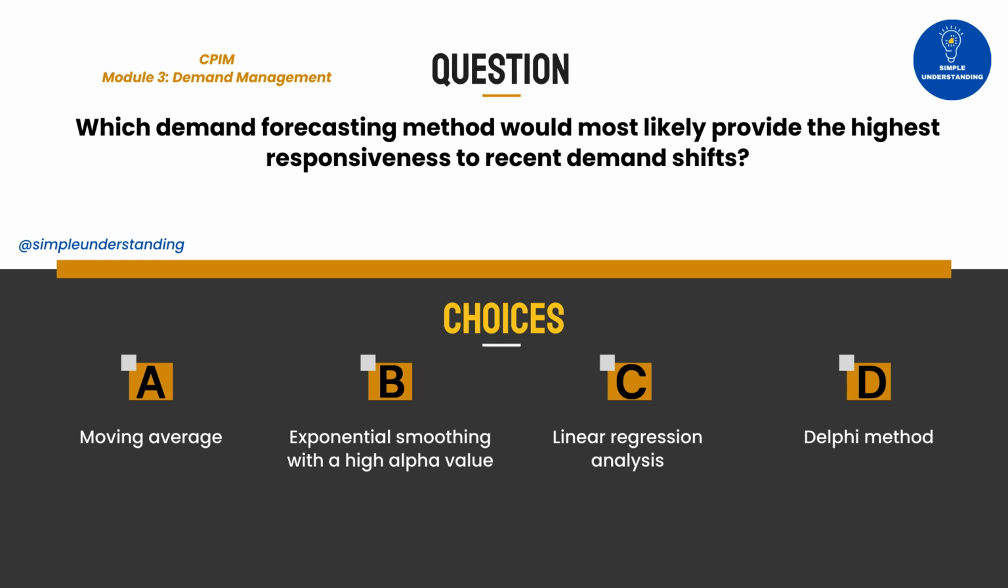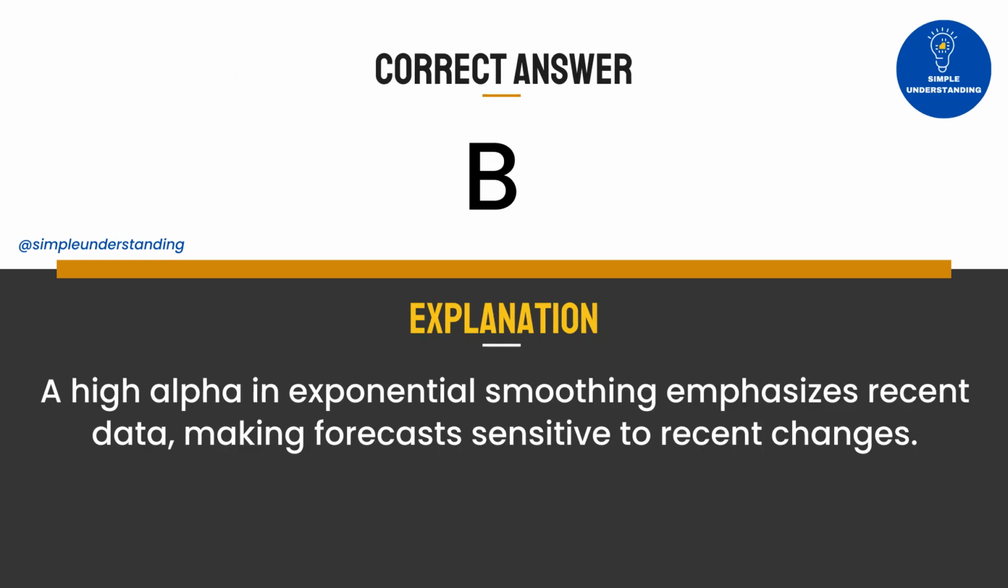Question 4. Which demand forecasting method would most likely provide the highest responsiveness to recent demand shifts? A. Moving average. B. Exponential smoothing with a high alpha value. C. Linear regression analysis. D. Delphi method. Correct answer. B. Explanation. A high alpha in exponential smoothing emphasizes recent data, making forecasts sensitive to recent changes.